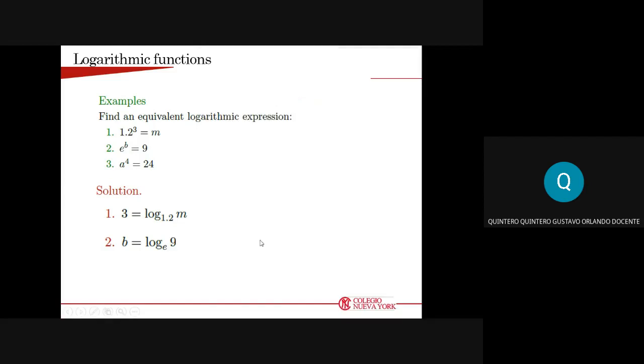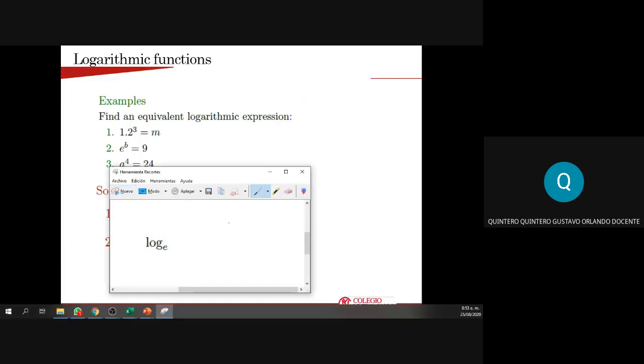Now, take a look at these guys. This is something that you need to remember. Whenever you find this piece of information, logarithm to the base e, this one is the same as a natural logarithm. We call it like that. Logaritmo natural en español. En algunos libros lo llaman logaritmo neperiano.